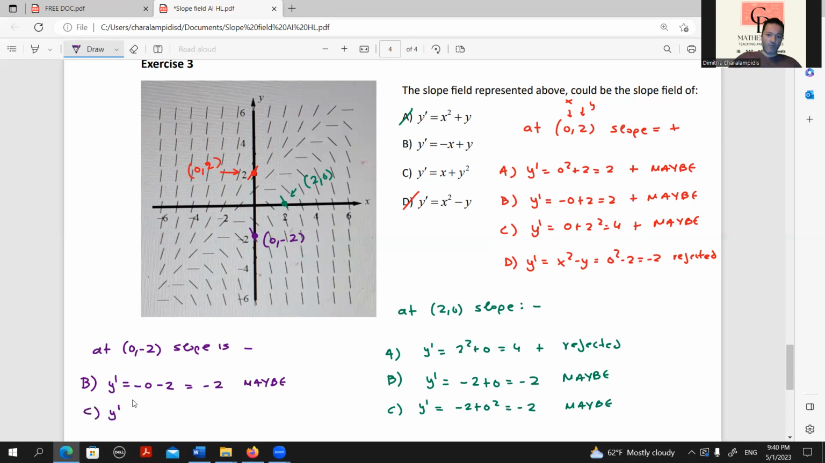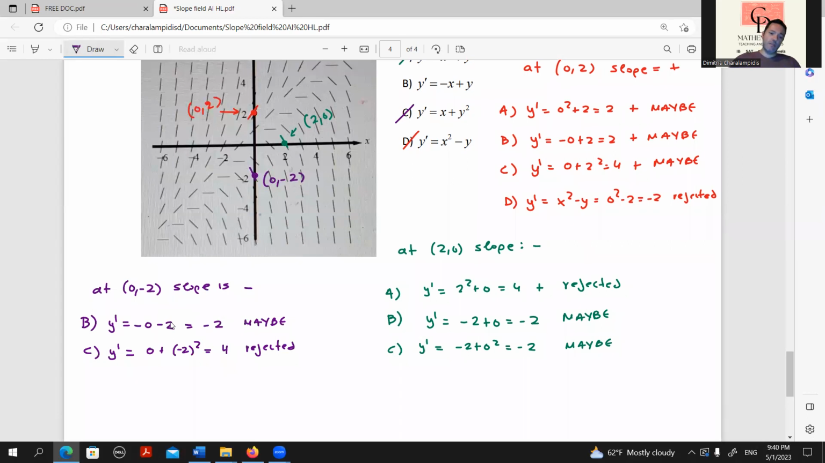At C, y derivative should have been x plus y squared. Here we have 0 plus negative 2 squared. That is equal to 4. It should have been rejected. So we are finally left with our solution. The solution in this case is B. The differential equation y derivative equals minus x plus y could be the differential equation representing this diagram.